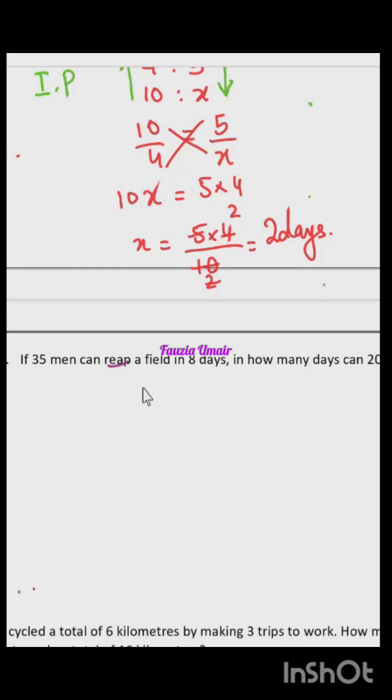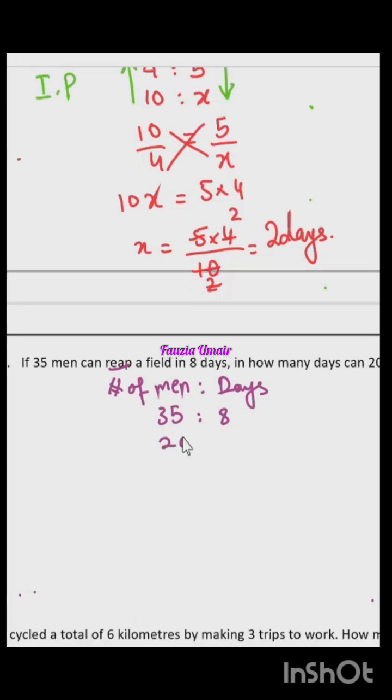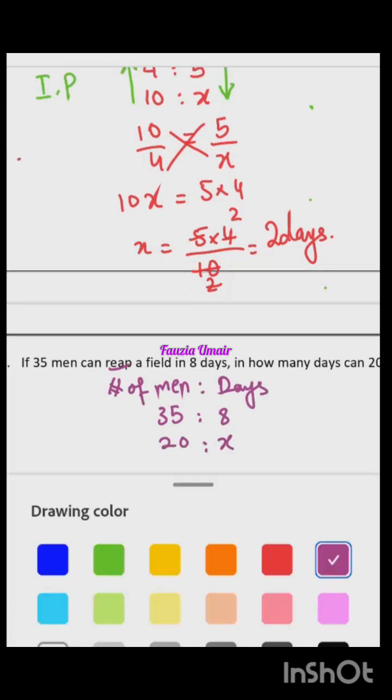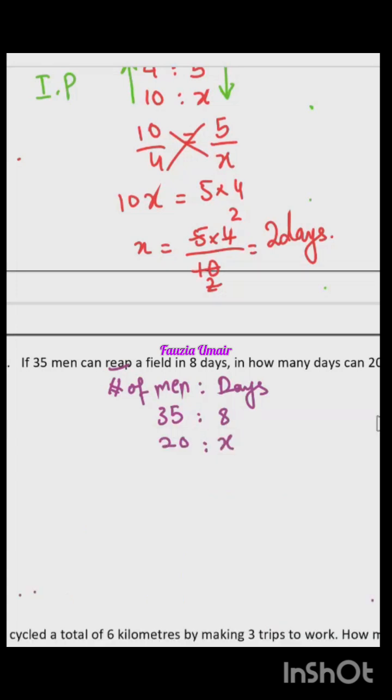Okay. So what are the two quantities compared? Momina, what can you answer? Ma'am, the number of men and the number of days. Excellent. If there were 35 men, 8 days are required to reap the field. Now we have 20 men and we need to find out how many days it will take. So now the second part, what kind of proportion is this? Number of men and days.